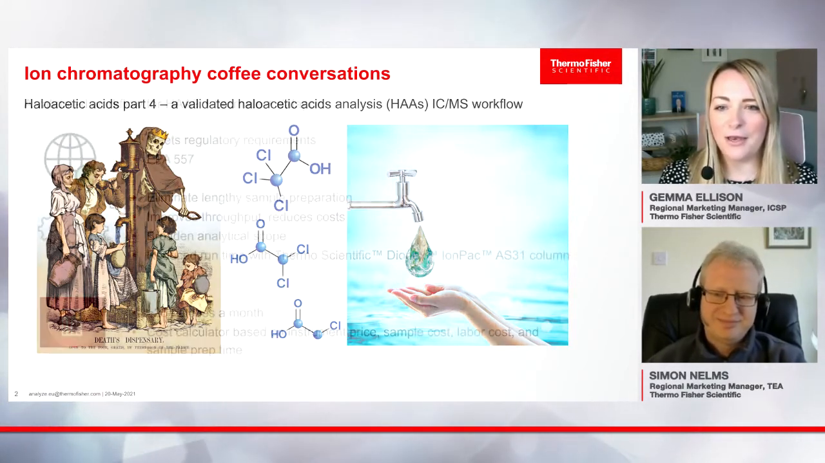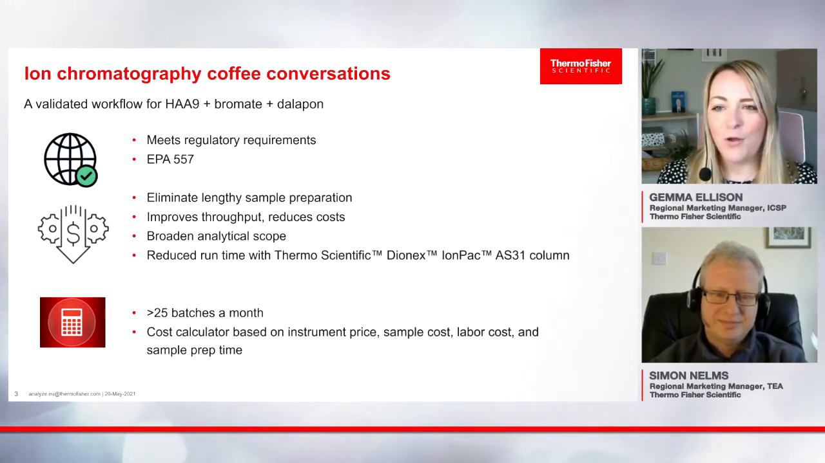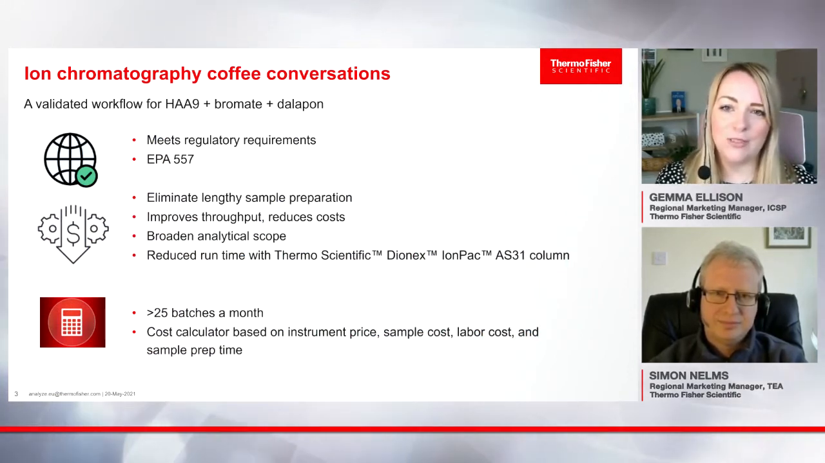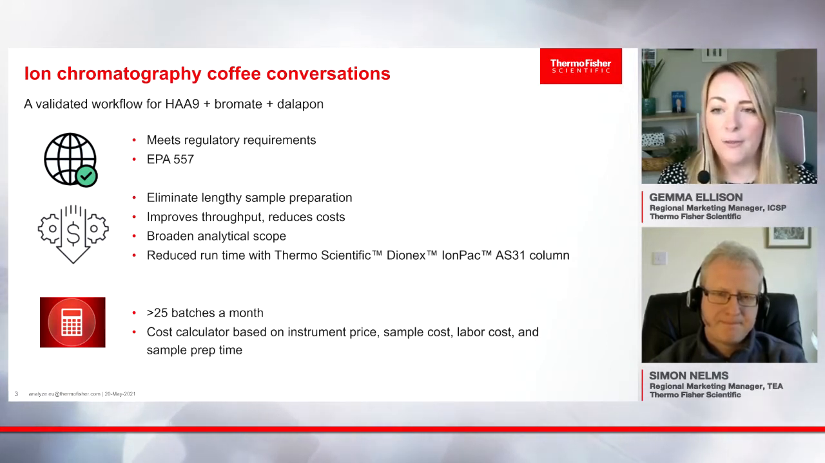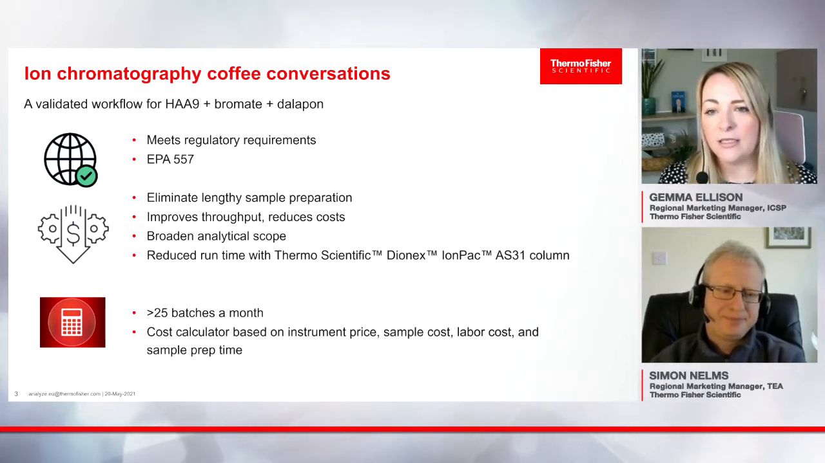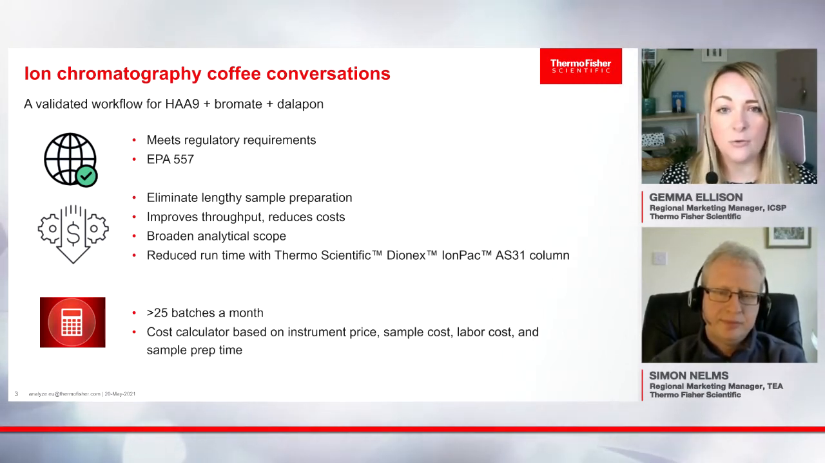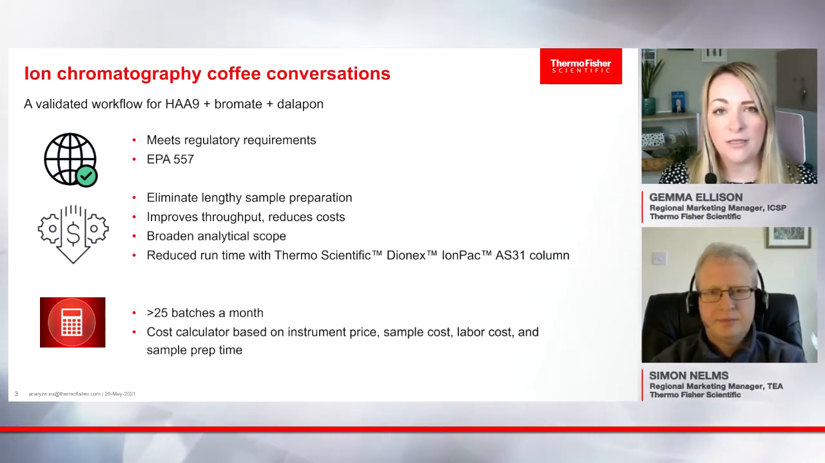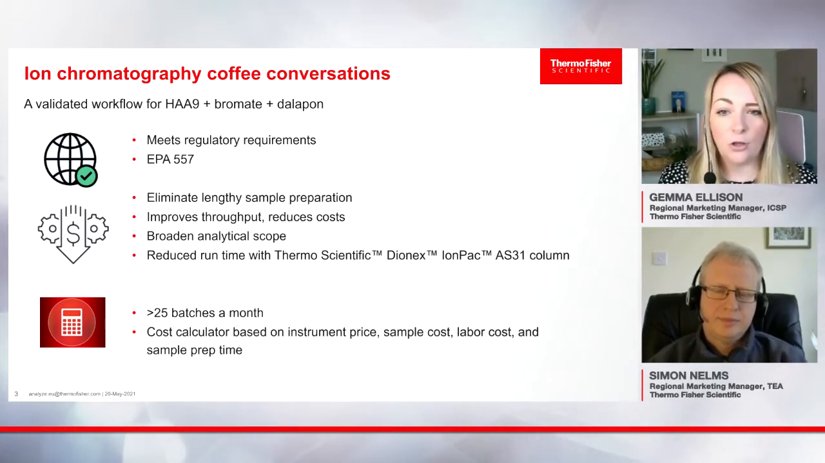Yeah, sorry about the long name there, but it's basically a full workflow of everything you need to analyse up to 9 HAAs, plus bromate and plus dalapon. So dalapon is actually a herbicide, but it's often commonly tested for alongside disinfection byproducts. So the package consists of the Thermo Scientific Dionex ICS 6000 IC system and the Thermo Scientific TSQ Fortis mass spectrometer. And then you get your choice of software, plus the columns that you need to be able to run the analysis. So I appreciate this just sounds like a list of instruments and consumables, but actually it isn't.